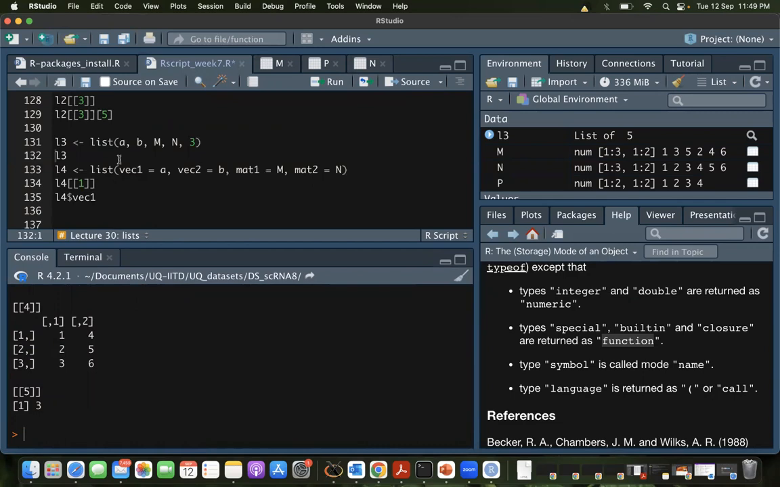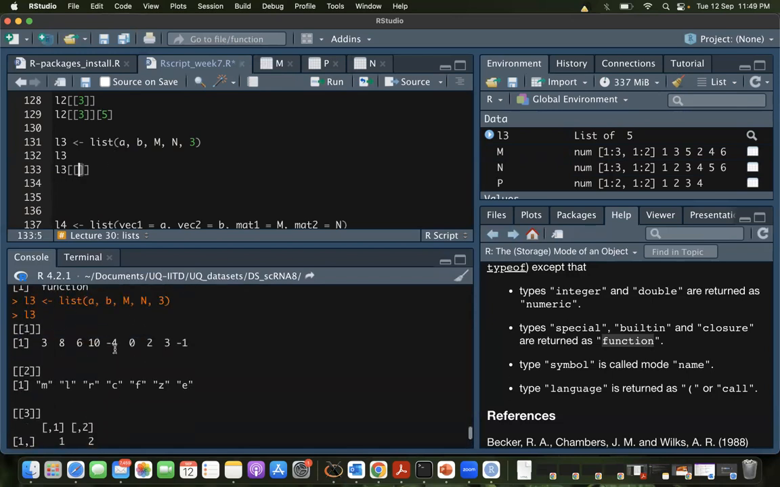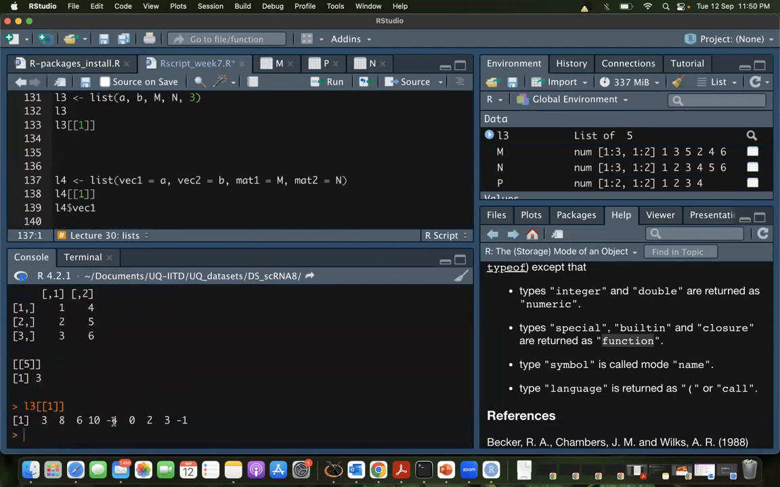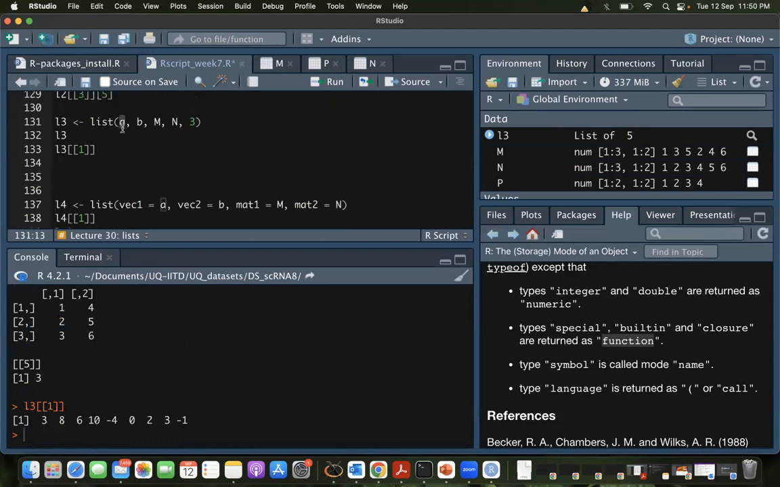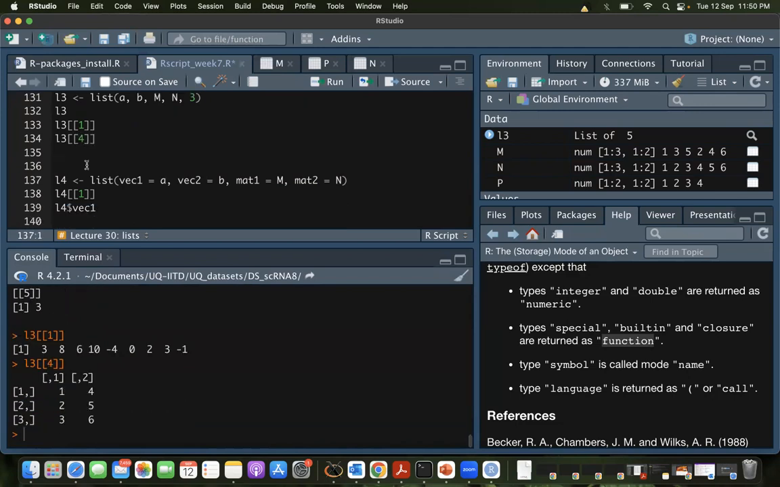Okay. So for example, L3, and you want to extract the first element of L3. So you'll write 1 in double square brackets, right? So this is what we gave it. We said the A is the first element. So we got A, right? Likewise, you can extract the fourth element. Sorry. So this is your fourth element here, right? This was a matrix.